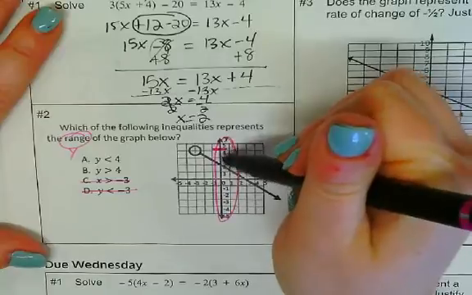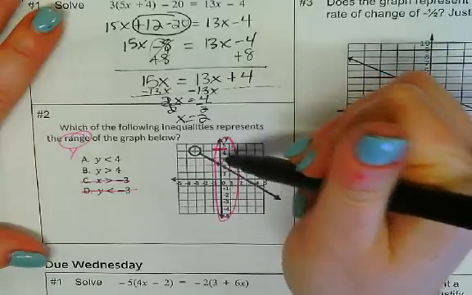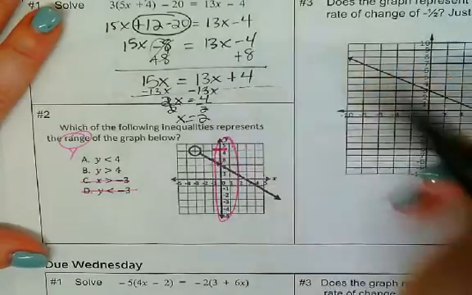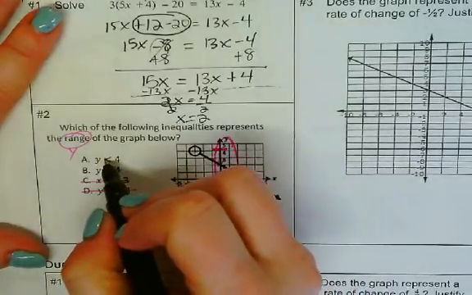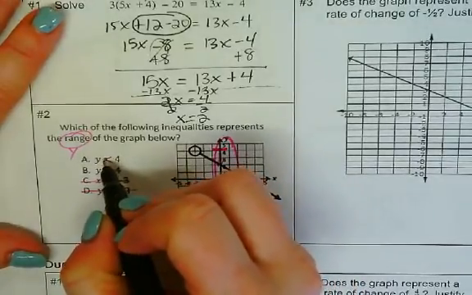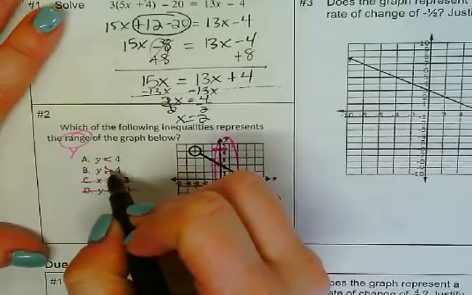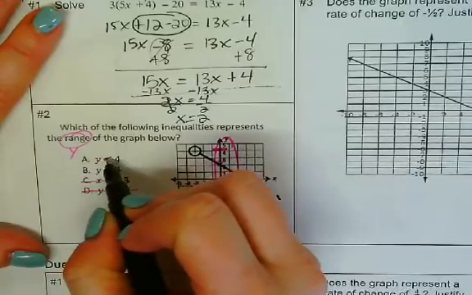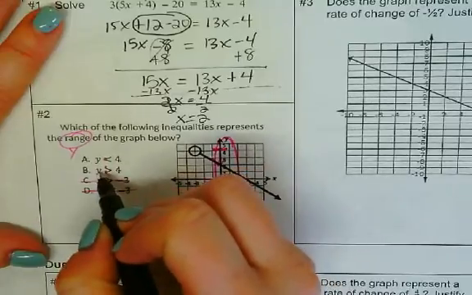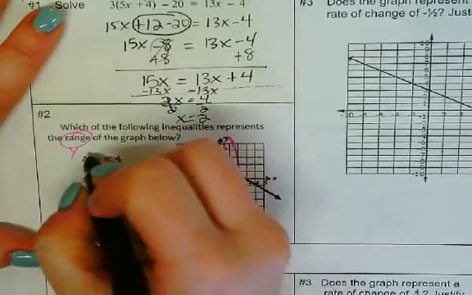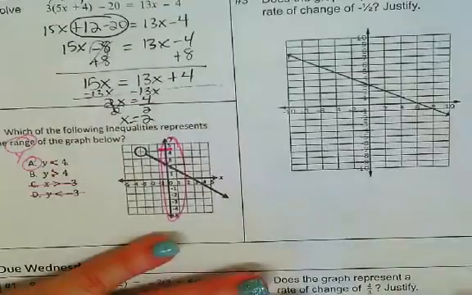Then the only question is, is it below the 4 or above the 4? Well, it's clearly below. But we want to make sure we can read our signs. If you see the 1 dot first, it's less than. If you see the 2 dots first, it's greater than. So this says y is less than 4. This says y is greater than 4. So it's got to be A.